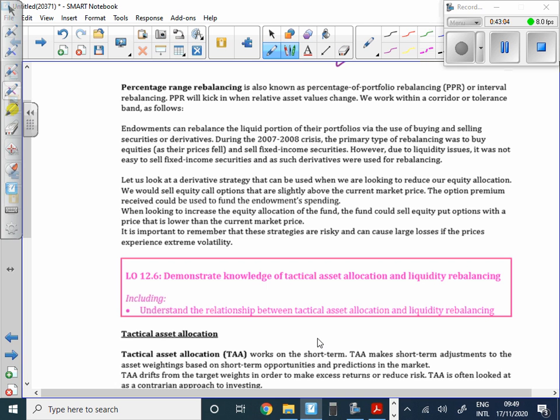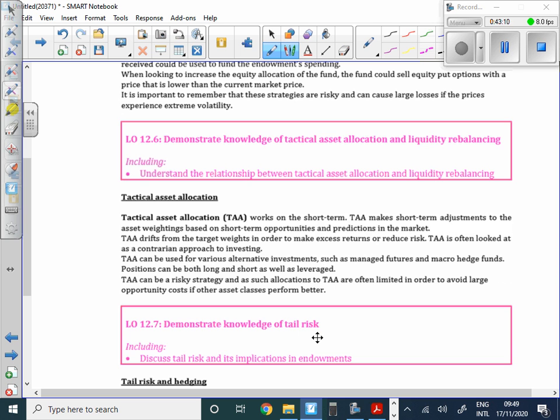Not going to spend too much more time over there. I do want to just have a quick look at learning objective 12.6 in terms of rebalancing over here when we talk about tactical asset allocation. And remember, guys, we spoke about this in chapter 11. Tactical asset allocation is short-term asset allocation, which makes short-term adjustments to my specific asset weightings based on short-term opportunities and what we predict that the market will do.